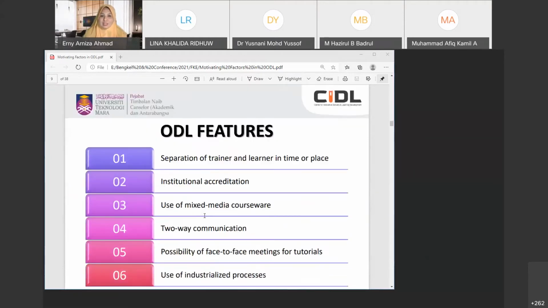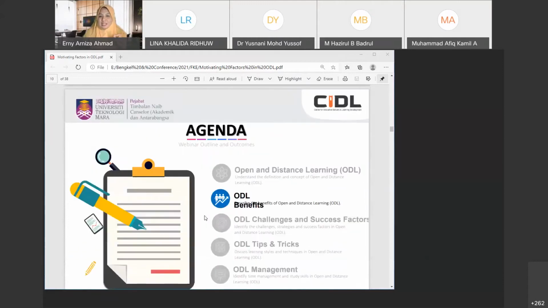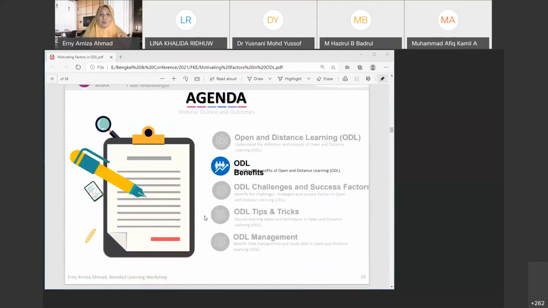Okay, so that's the first agenda, open and distance learning. What is ODL? So clear, right, on the definition and the concept? Okay, faham eh? Okay, so next we move to the second agenda, the benefits.